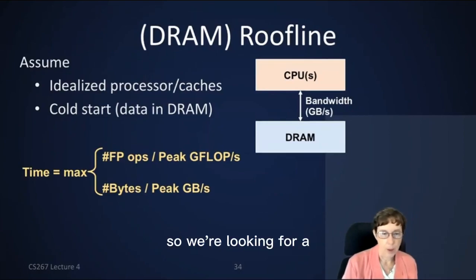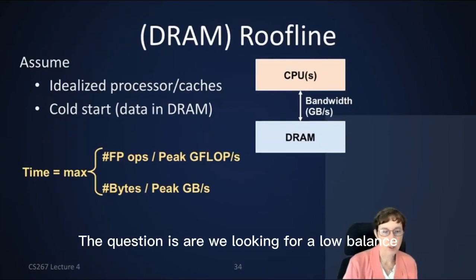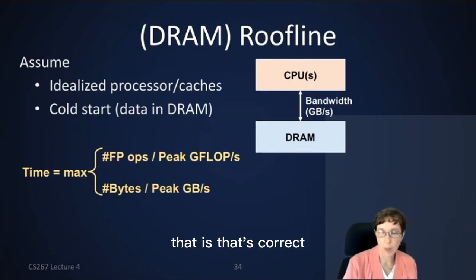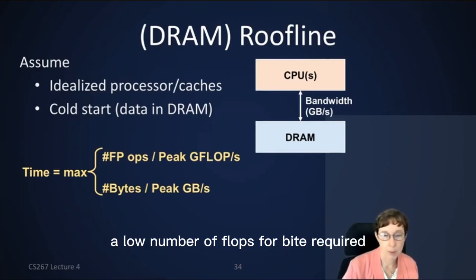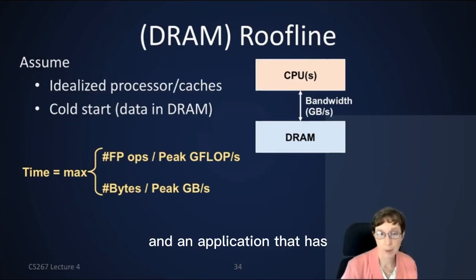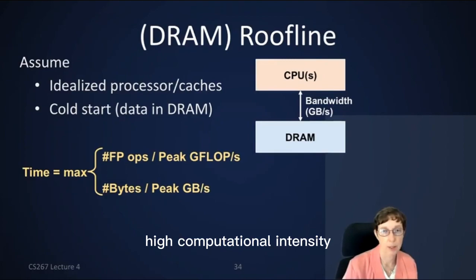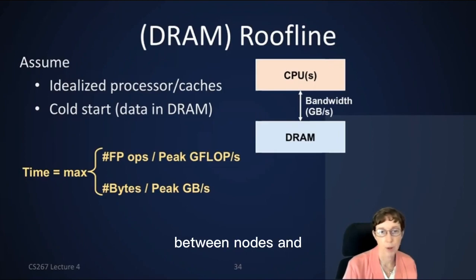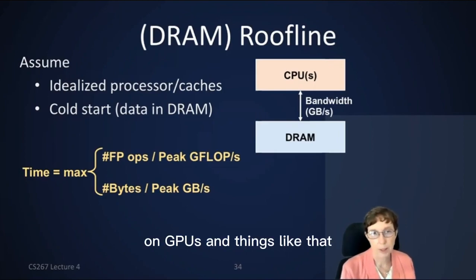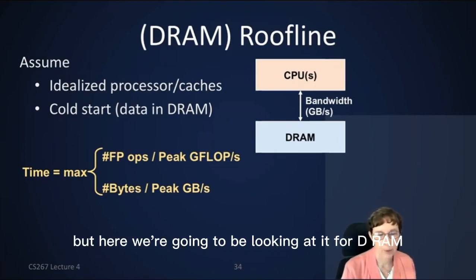So the question is, are we looking for a low balance? That's correct. We're looking for a machine that has a low number of flops per byte required, and an application that has high computational intensity. So what we're going to look at is the roofline model. And by the way, the roofline can be used in other things such as the network between nodes and on GPUs and things like that. But here we're going to be looking at it for DRAM.